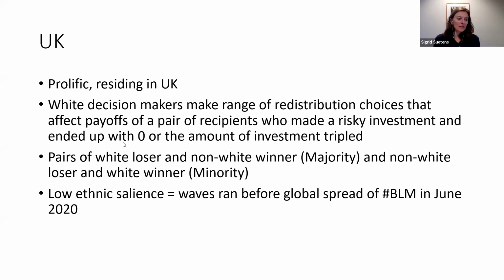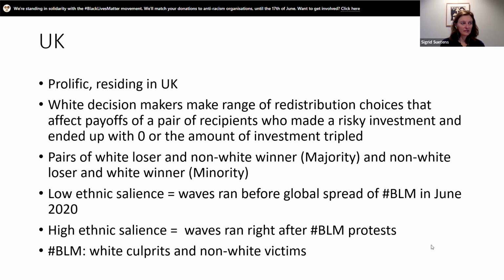So here, the low ethnic salience condition refers to waves that were run before the global spread of the Black Lives Matter movement in June 2020. And high ethnic salience refers to waves that were run right after these protests. So these high salience waves were run in July 2020.